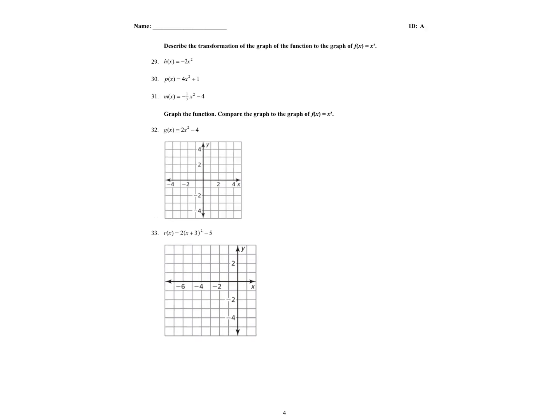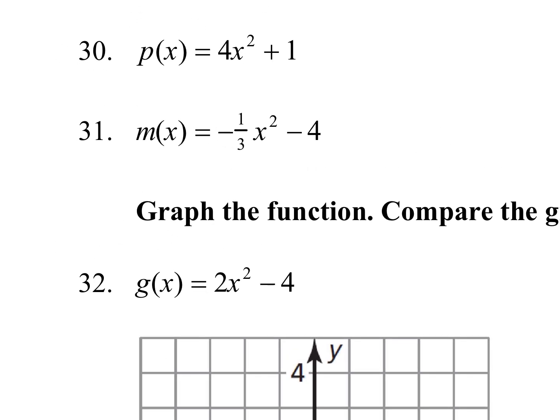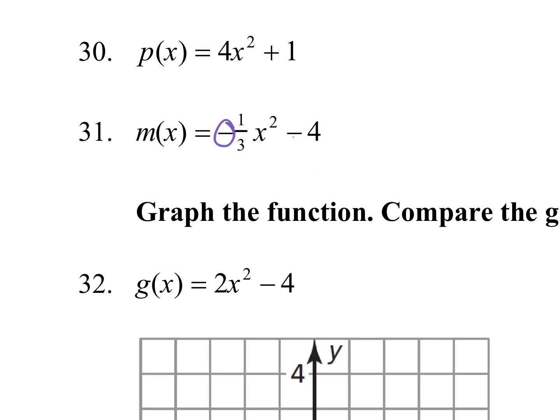Through 31, describe the transformation. What does a negative out front do to our graph? It's a reflection. What about when we multiply by 1/3? Is that a stretch or a shrink? Shrink, because it's less than 1. And then when we subtract 4? On the outside when we subtract, we go down 4.